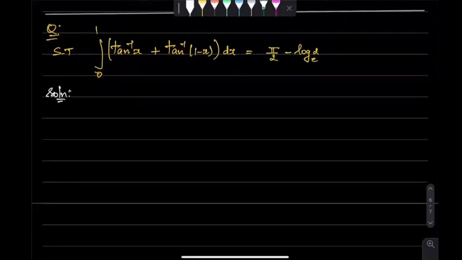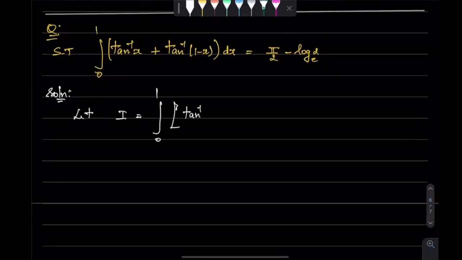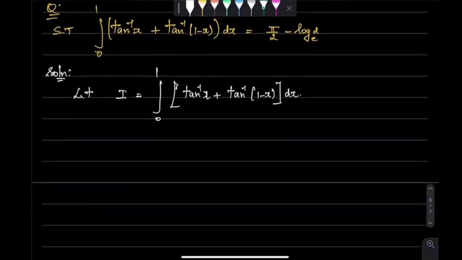Consider as usual, let I is equal to integral 0 to 1 of tan inverse of x plus tan inverse of 1 minus x dx. Now the beauty here, while looking at the problem, you'll understand what properties you can apply here. What form is the limit in? 0 to a. Okay, so first before applying, can I simplify this first?